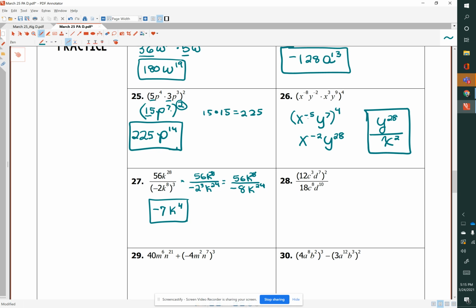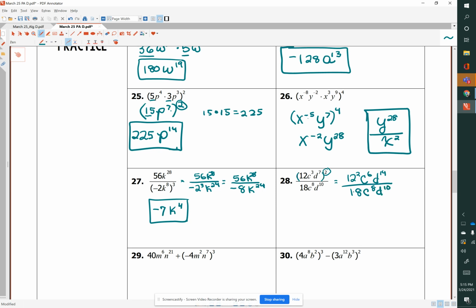And number 28: 12c to the third, d to the seventh, all of that raised to the second power, divided by 18c to the eighth, d to the 10th. So first I'm going to work with the numerator. So 12 to the second power, c to the 3 times 2, 6th power, d to the 7 times 2, 14th power, divided by 18, c 8, d 10.